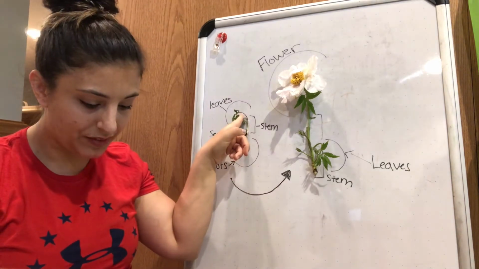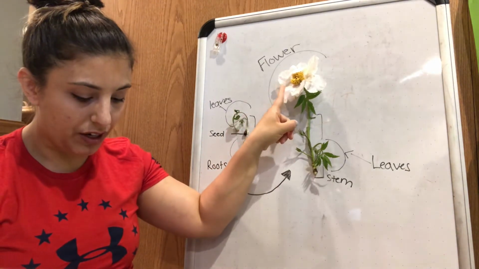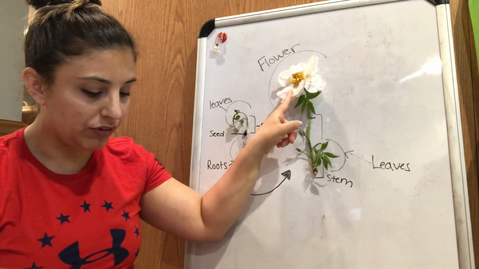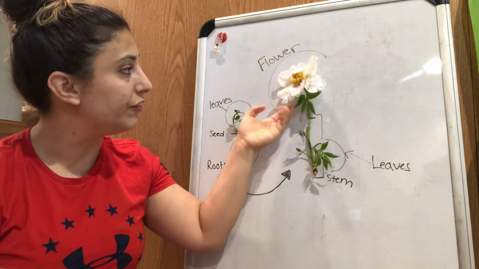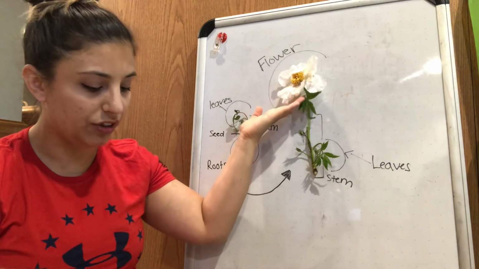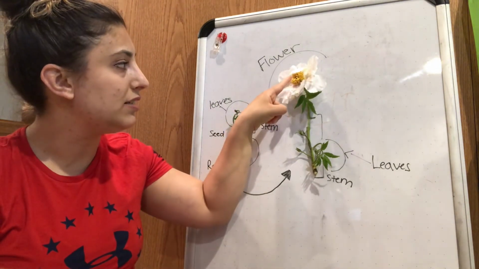Then the flower grows into a fruit. The flower grows into the fruit which holds tiny seeds.